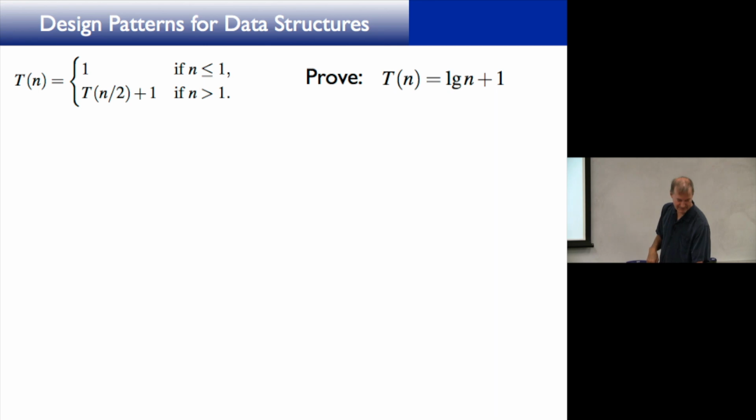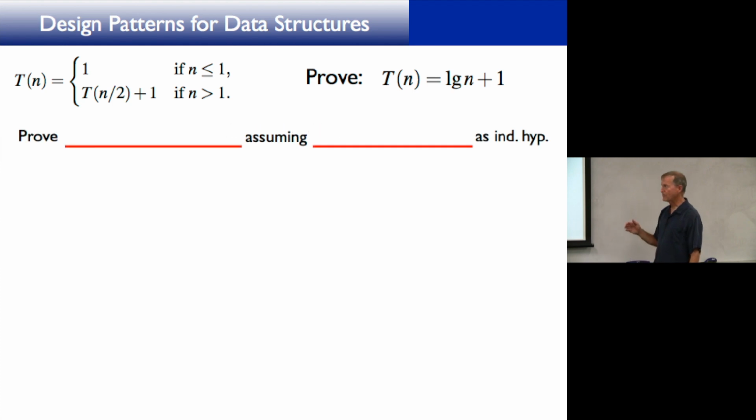Here it is. Inductive case. What's the sentence? Prove blank, assuming blank as the inductive hypothesis. T of n plus 1? No, see, because we're dividing. It's not plus 1 because we're not subtracting 1 each time. Yes, we're dividing by 2.